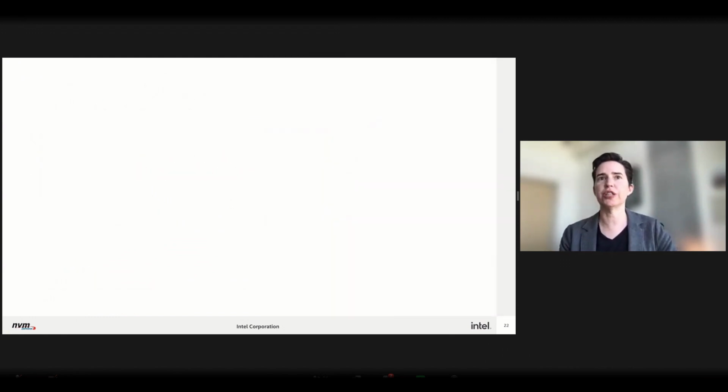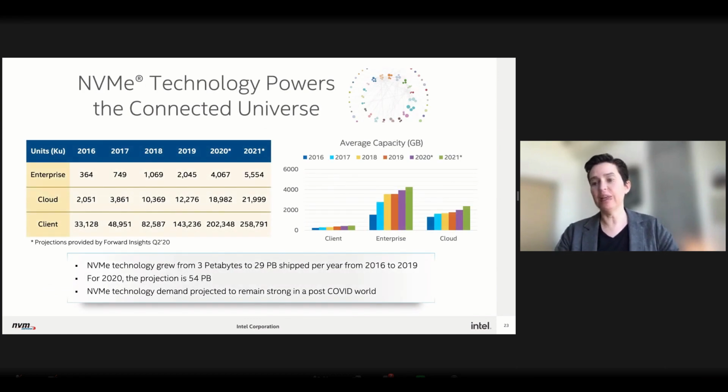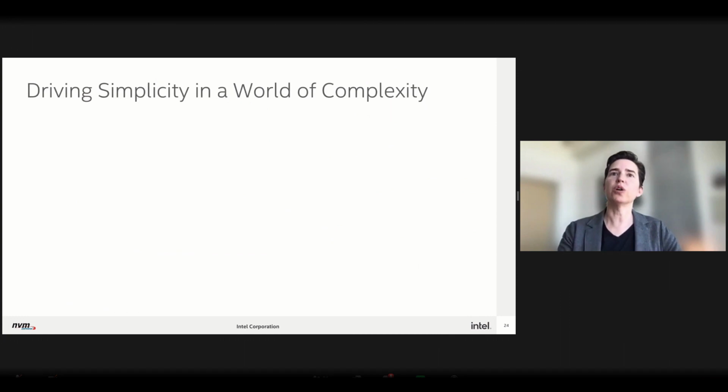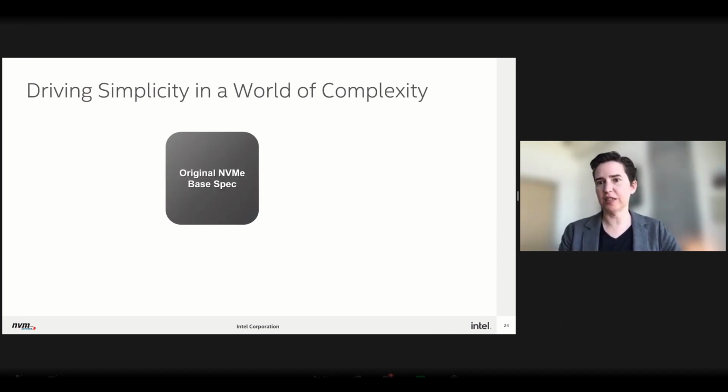So then lastly, just touching for the last couple minutes on enabling innovation. On enabling innovation, what we've seen is that NVMe has exploded. And so what we see in both enterprise, cloud, and client, from 2016 to 2021, you can see, for example, in enterprise, we go from 364K units to more than 5,000. You can see in client and cloud, it's also incredibly fast growth rates. So we're just continuing to grow, and it's powering this growth in the connected universe as we keep seeing client, cloud, and enterprise.